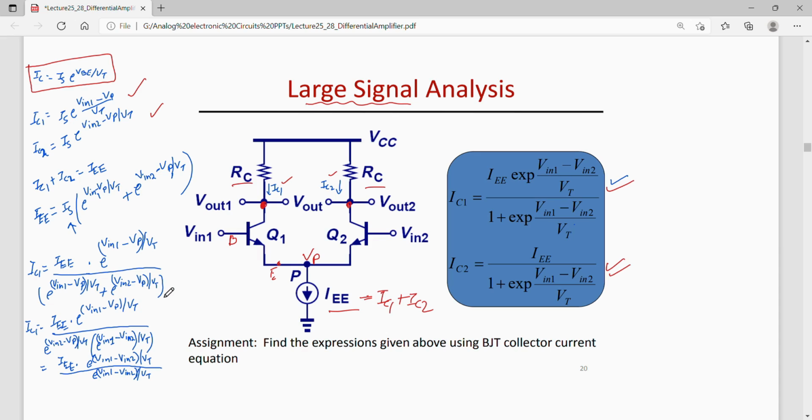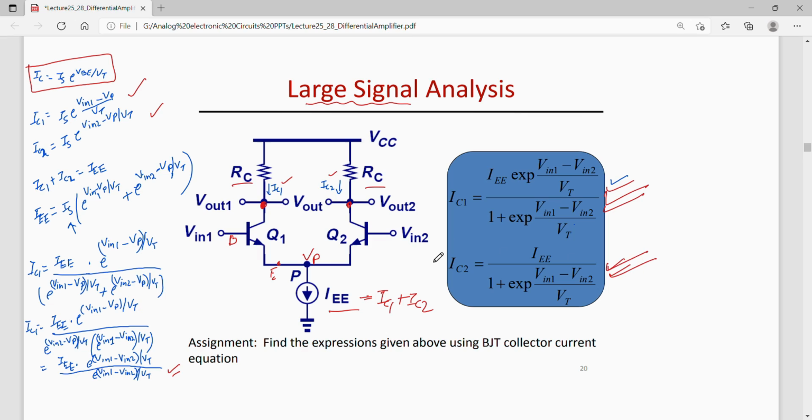Now in this equation, I take e to the power Vin2 minus Vp by Vt common outside the bracket. If I do that, I get this relation, and then finally this relation can further be simplified to this relation over here, which is similar to the equation written over here for IC1. So both these two equations are the same. So the collector currents, that is IC1 and IC2, both can be obtained.